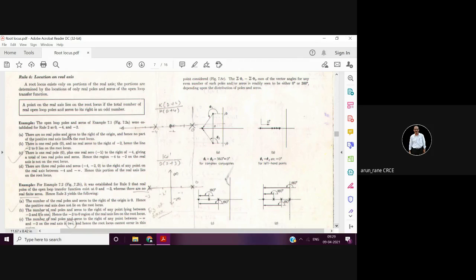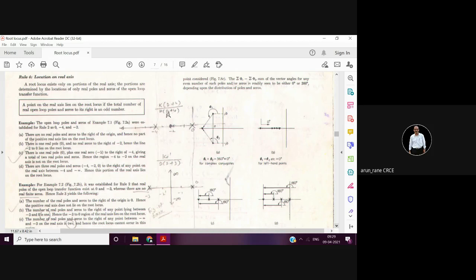Location on the real axis. Now suppose we have open loop poles at 0 and minus 4, and the finite zero is minus 2. Let us say these are the poles, 0 and minus 4, and the finite zero is minus 2. So this is a circle. This is an example. This is the transfer function.